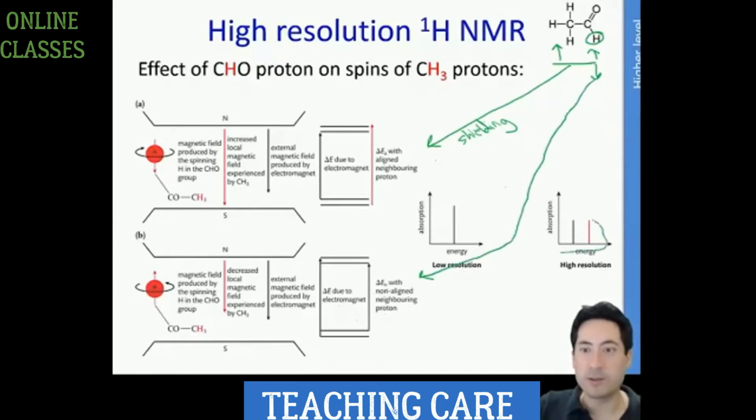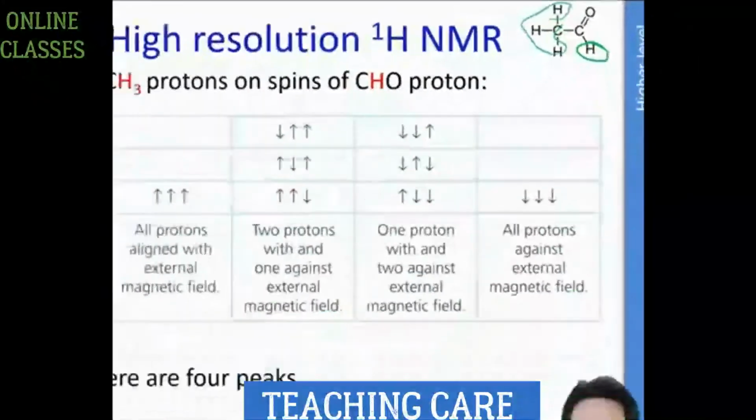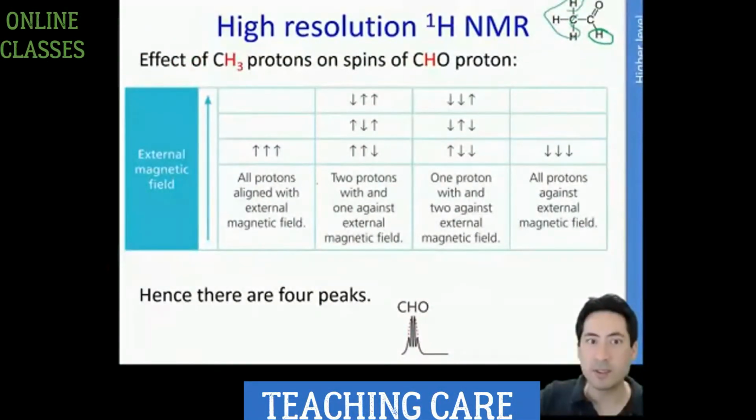And so in high resolution we're going to be able to see that we're not just going to see one peak, we're going to see two. Because there is one neighboring hydrogen, it's going to cause a two split. Now if we look at this hydrogen here and the effects of the spins on these three here, we're going to get a range of things happening here.